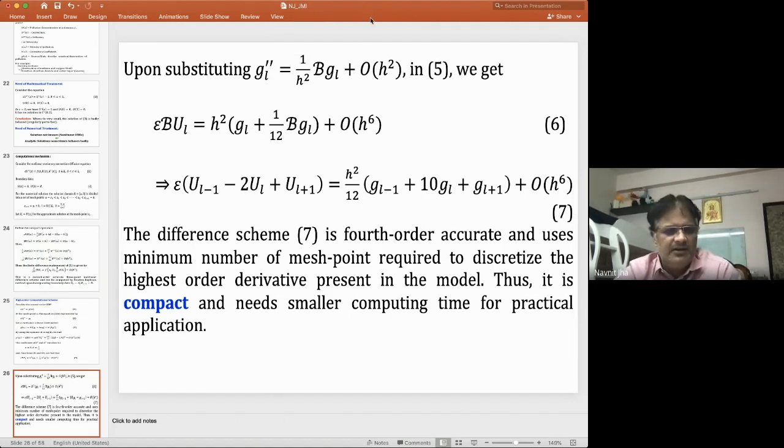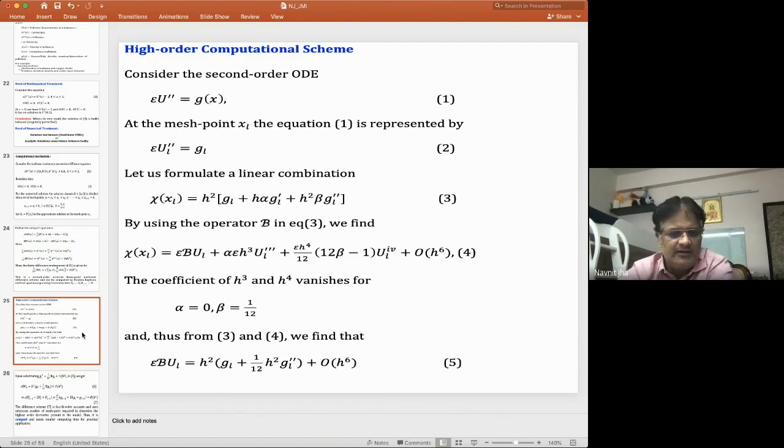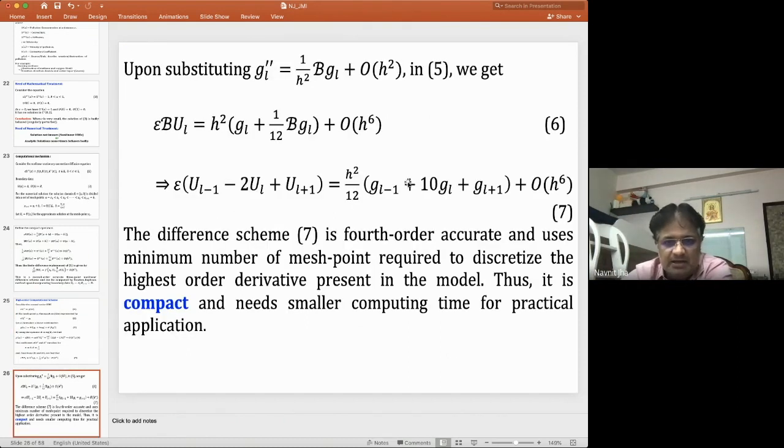Just a moment. I have started the formulation here in equation 3 by taking h square. The linear combination started with multiplication of h square. So for the final scheme here in equation 6, we must divide throughout by h square. Here it is order h6. So when we divide throughout by h square, the right hand side comes out to be order h4. So the actual truncation error is order h4, and that is the order of the scheme. That is why it is a fourth order scheme.